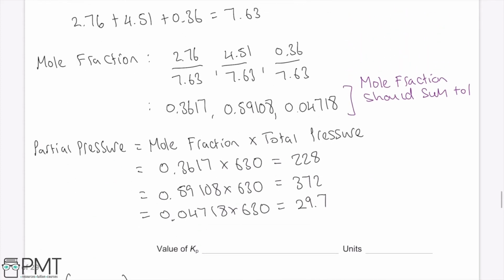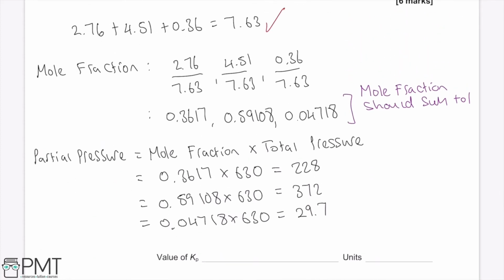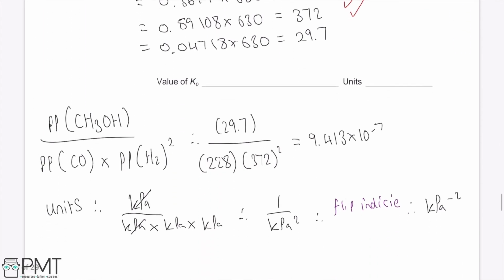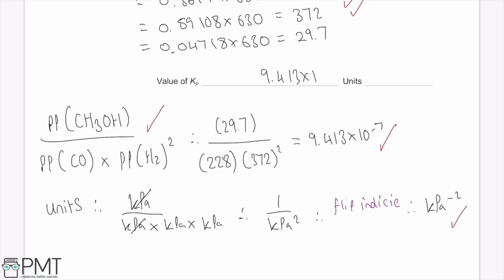So the marks are allocated here for the value of 7.63. We get 2 marks for getting our partial pressure values. We then get a mark for writing out the partial pressure equation. We get a mark for our units, and we also get a mark for our final answer. And this is the 6 marks.